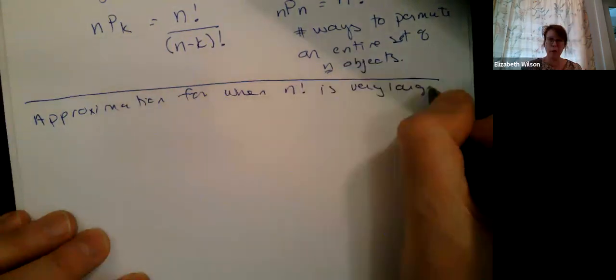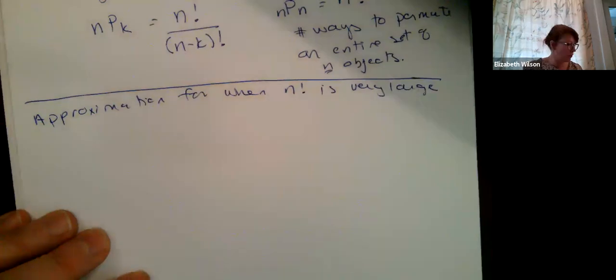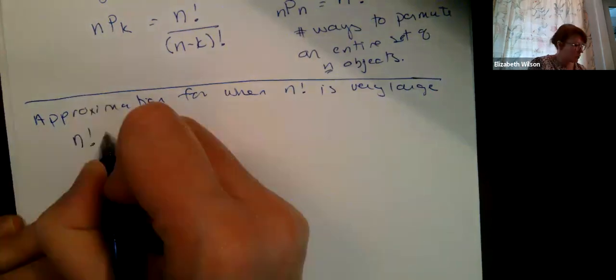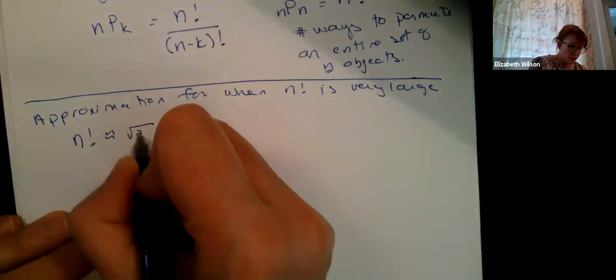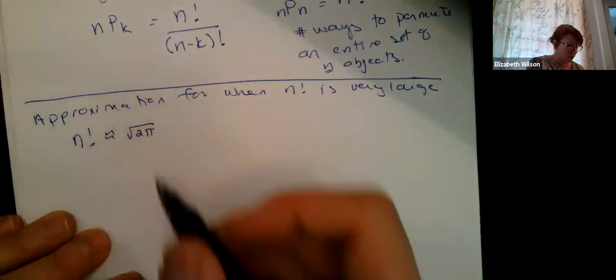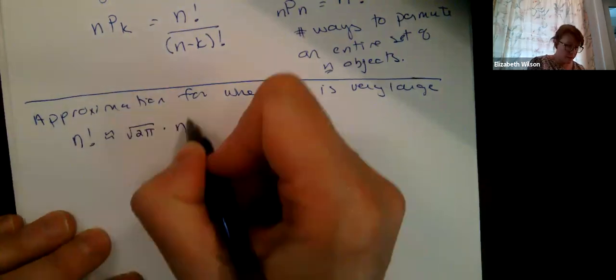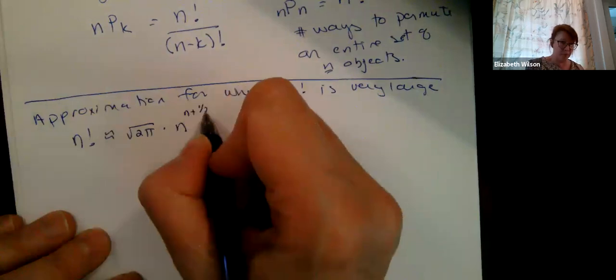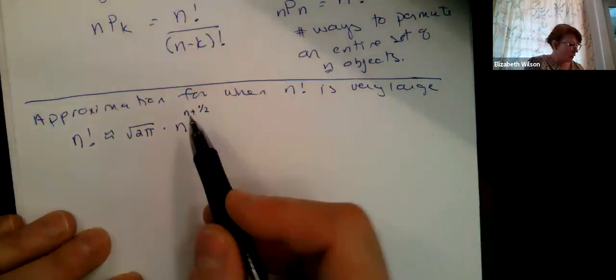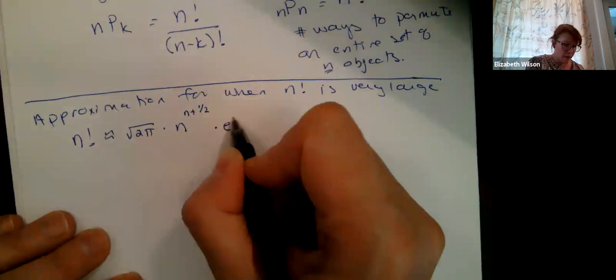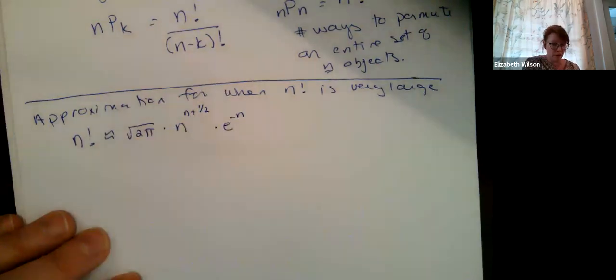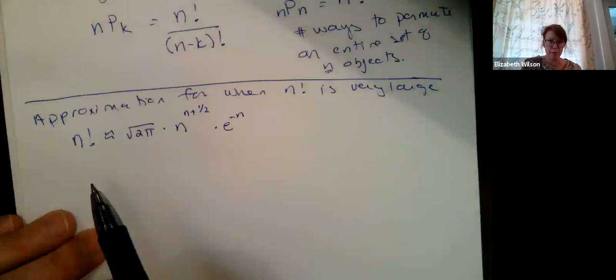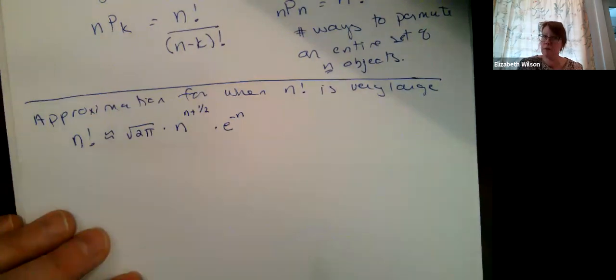Okay, so we want to have an approximation for when n factorial is very large. It's too large to actually do computation-wise. So I'll say my n factorial is approximately equal to radical 2 pi, with the 2 pi in the radical, times n raised to the n plus 1/2, so n^(n+0.5), times e to the minus n. I'm not going to go into where this comes from. Our book talks about this a little bit, but I'm just giving it to you as a formula to use when you need to approximate large factorials.